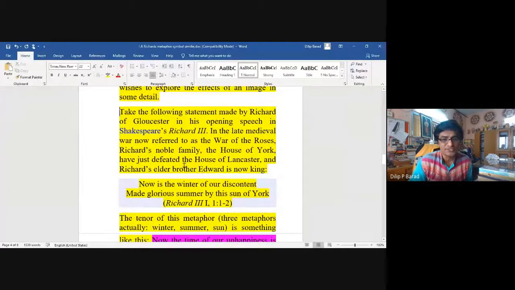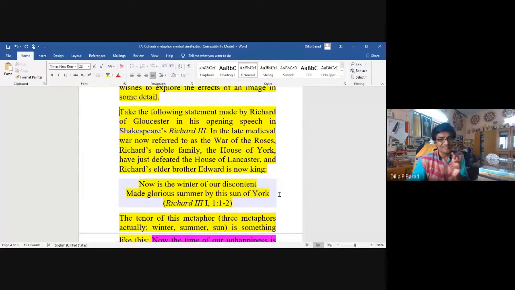In the late medieval war, now referred to as the War of the Roses, Richard's noble family, the House of York, have just defeated the House of Lancaster. And Richard's elder brother, Edward, is now king. Now, remember the context. The context is coming from the play Richard III. And then there was a War of Roses. Richard's noble family, that is the royal family, known as the House of York, have just defeated the House of Lancaster. And Richard's elder brother, Edward, is now king. And then there is this sentence.